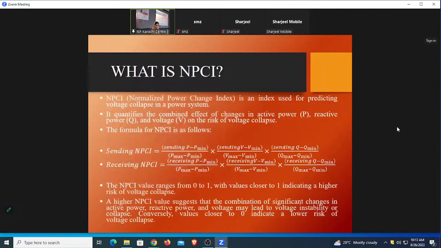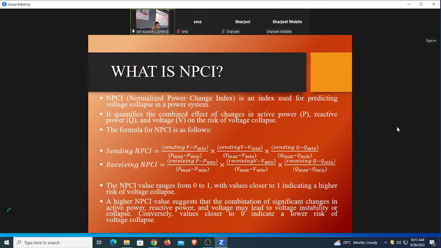Okay, now coming to NPCI. NPCI stands for Normalized Power Change Index. It is also a line stability index used for predicting voltage collapse in a power system network. It quantifies the combined effect of changes in active power, reactive power, and voltage on the risk of voltage collapse. The formula for NPCI is shown here as follows.